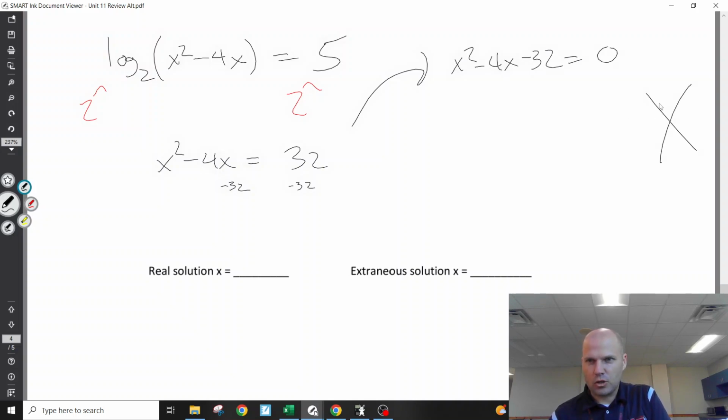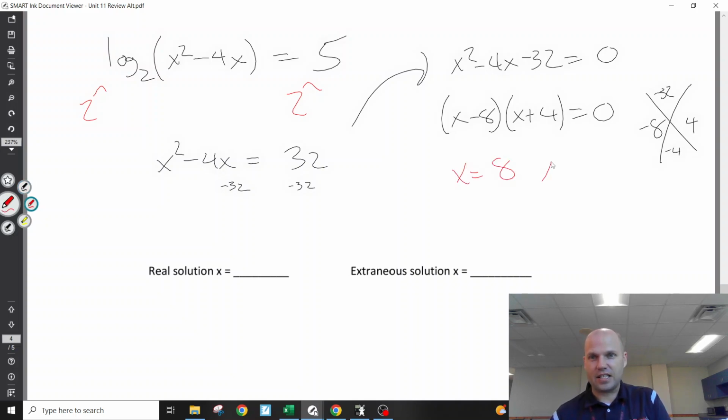Factoring. Two numbers that multiply to get 32 and add to get negative 4. That's negative 8 and positive 4. x minus 8, x plus 4. Giving me solutions, x equals 8 and x equals negative 4.